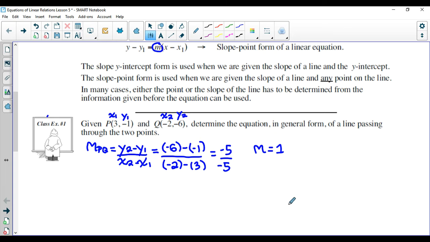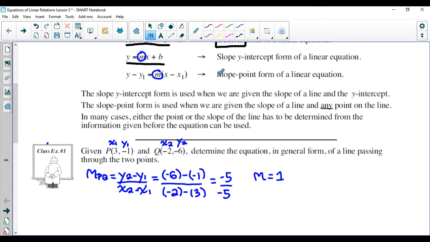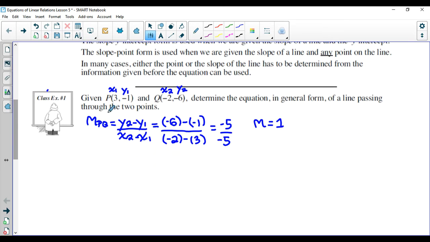Now, we want to eventually get to an equation that's in general form. I think the equation that would be easier to start with right here would be the slope-point formula, because we now have the slope and we actually have two points. So we could use one of these two points, plug it into the equation, and attempt to get that general equation form. So let's start off by writing down the slope-point formula.